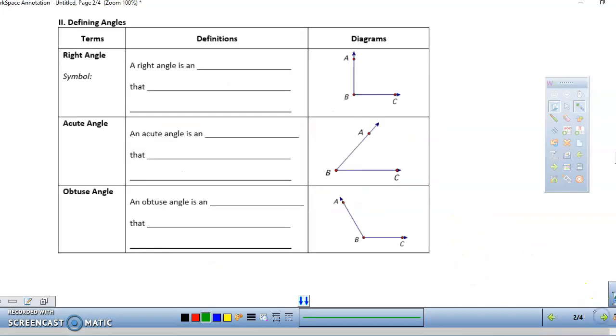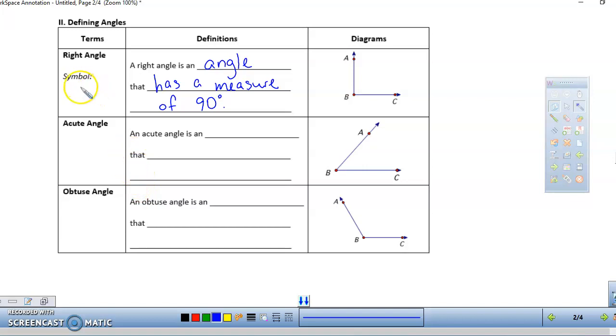So let's try a couple more. These should be familiar to you. They're very basic vocabulary for angles. Probably been doing these since elementary school, in fact. So right angle. So we're going to define that. A right angle is classified as an angle. That seems pretty obvious. And specifically, a right angle is an angle that has a measure of 90 degrees.